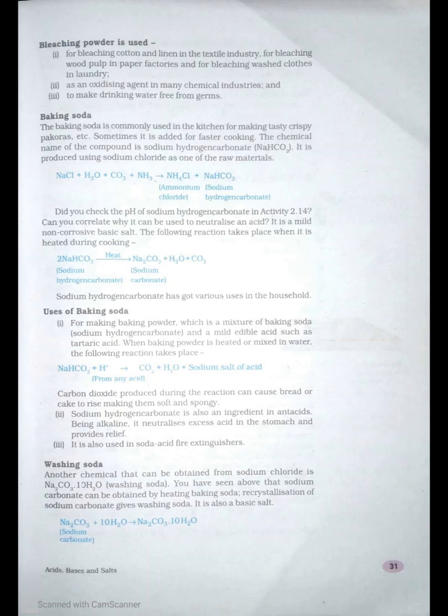Washing soda. Another chemical that can be obtained from sodium chloride is Na2CO3·10H2O, washing soda. You have seen above that sodium carbonate can be obtained by heating baking soda. Recrystallization of sodium carbonate gives washing soda. It is also a basic salt. Na2CO3 (sodium carbonate) + 10H2O → Na2CO3·10H2O.